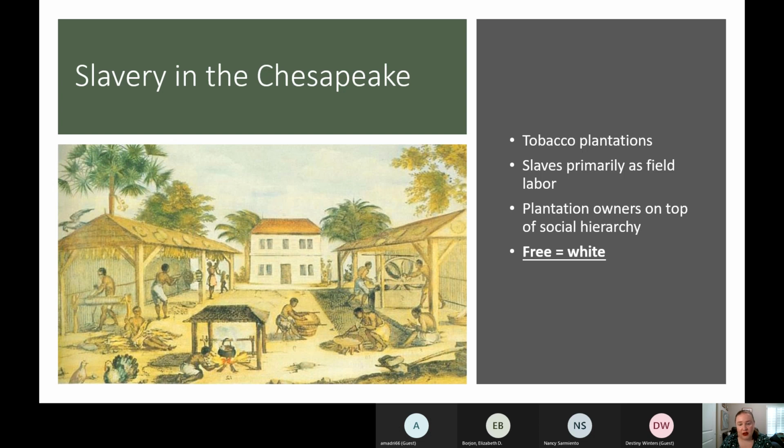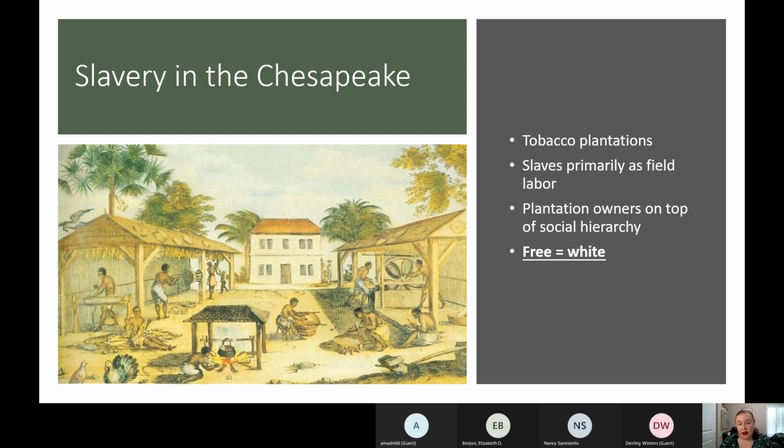Freedom in Virginia is increasingly associated with being white. So not African, not any African ancestry, because this system of slavery explodes and because increasingly the vast majority of Africans in Virginia are enslaved. So this is part of the reason why freedom comes to be associated with whiteness in Virginia. And these planters who owned slaves were at the very, very top of the social hierarchy.